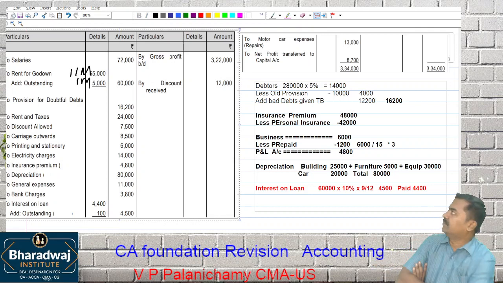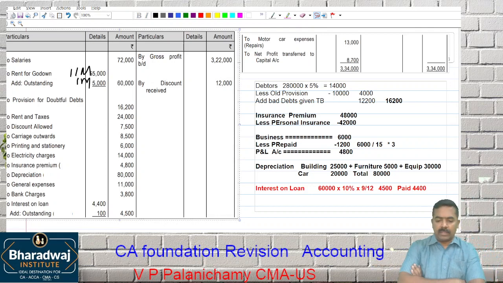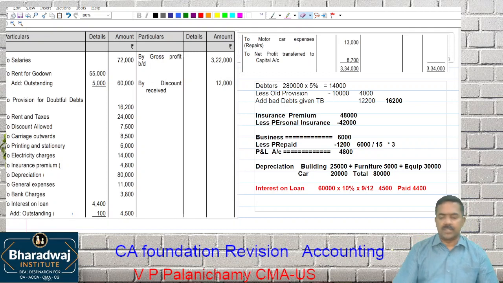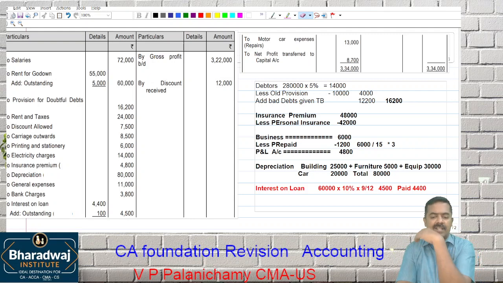Other things are as usual. Number one, rent for the godown for 11 months. If it is 55,000, what is for 1 month? 5,000. So the total is 60,000. Then bad debtors into 5% minus old provision, we have to create 4,000. Already there is bad debts given in the trial balance, 12,200. Total is 16,200.